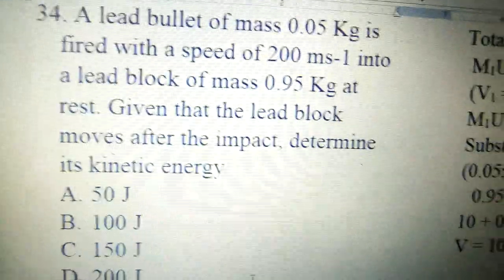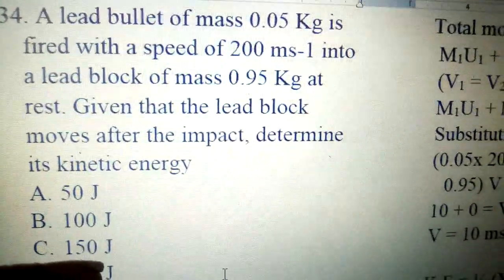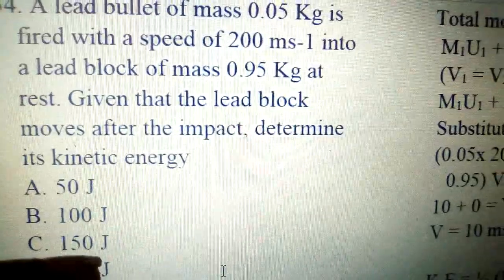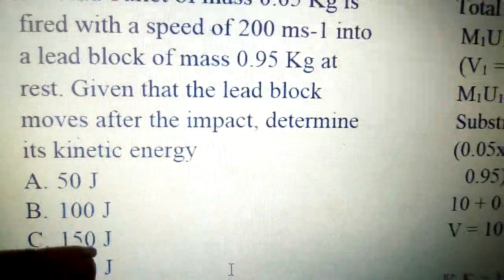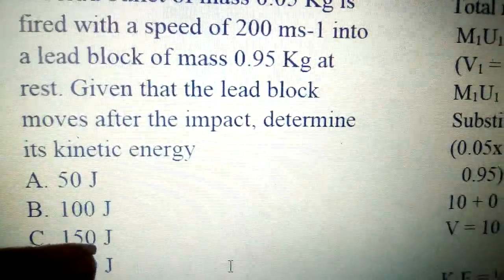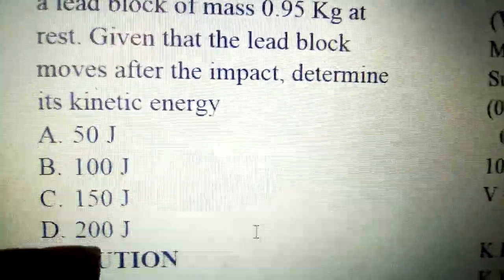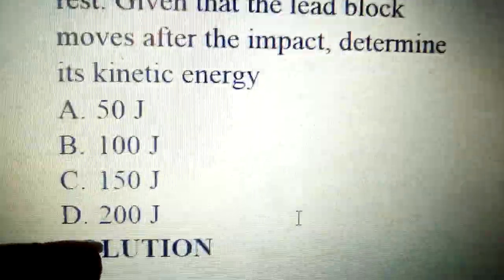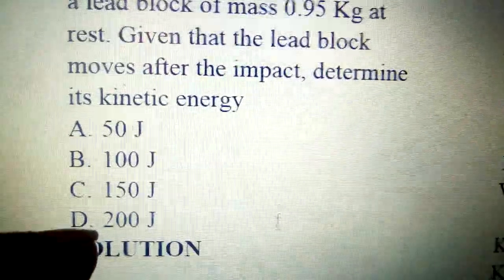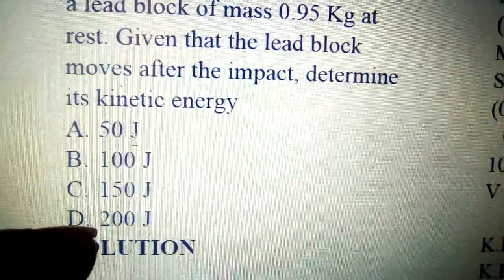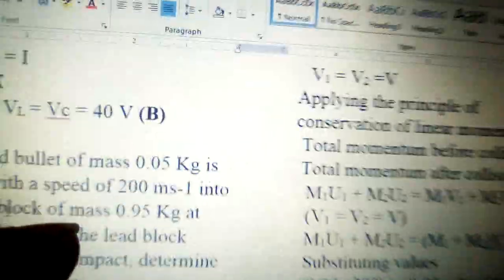Number 34. A lead bullet of mass 0.05 kg is fired with a speed of 200 meters per second into a lead block of mass 0.95 kg at rest. Given that the lead block moves after the impact, determine its kinetic energy. Option A, 50 joules. Option B, 100 joules. Option C, 150 joules. Option D, 200 joules. The answer to the question is 50 joules. Option A is the answer. The solution is given down.